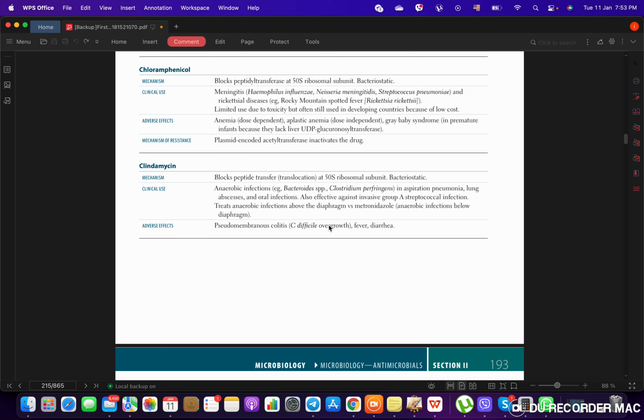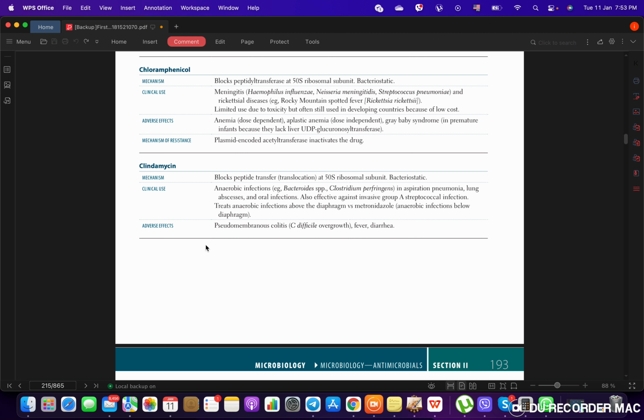While if it was under the diaphragm, you will use metronidazole. Be really careful. I told you before that ampicillin, amoxicillin, all of these guys can lead to pseudomembranous colitis because of the killing of the normal flora of the intestine and the overgrowth of Clostridium difficile. Today, I'm going to tell you that is true. In addition, know about clindamycin.